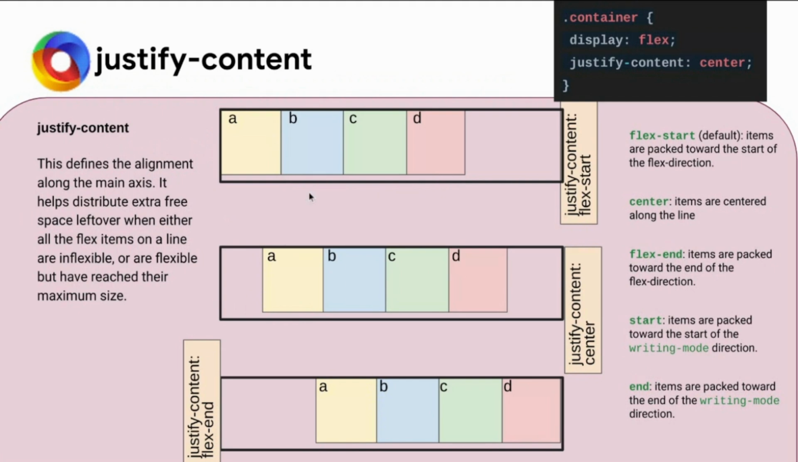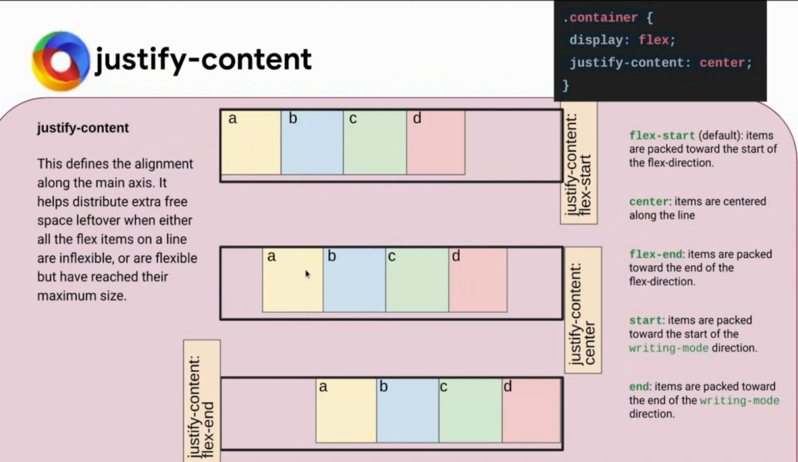It will make your content spread in such a way that it follows a particular methodology. For example, if I write flex, justify content flex start, it will start all the items from the beginning. So first item, second item, third item, fourth item. It will not alter its width. It will just keep the same width, whatever it is by default, combine them and start everything from the beginning.